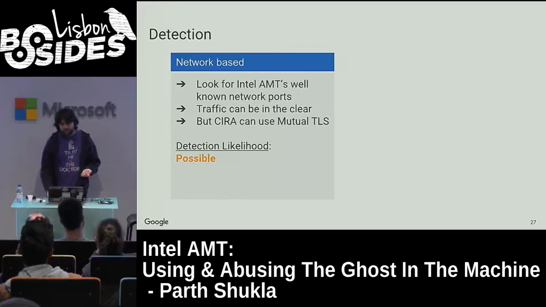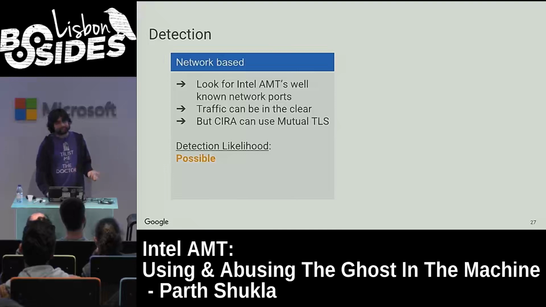But if the attacker is not using SIRA, you can do an AMT port scan and it will respond on 16992. The problem here is, can you really distinguish between AMT traffic and OS traffic if it's all mutual TLS? Most modern OSs hopefully shouldn't reuse AMT ports because they're reserved, so you should never see OS traffic coming from them. So detection is possible, in my opinion.